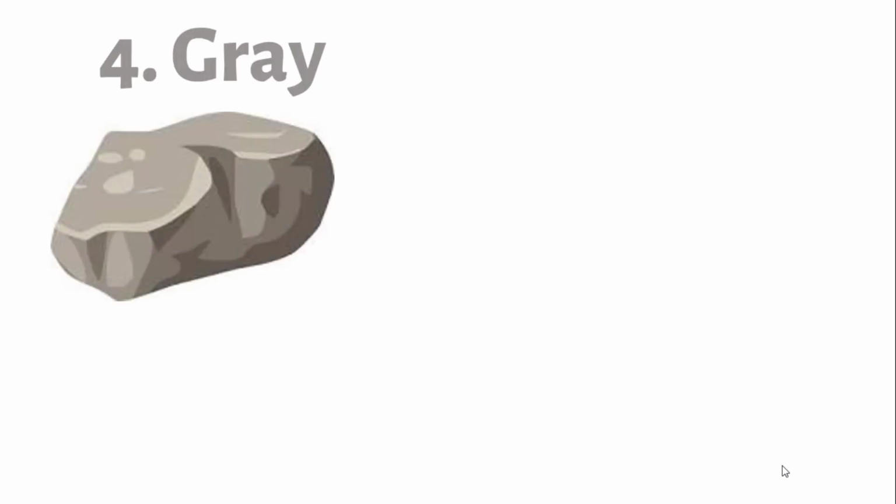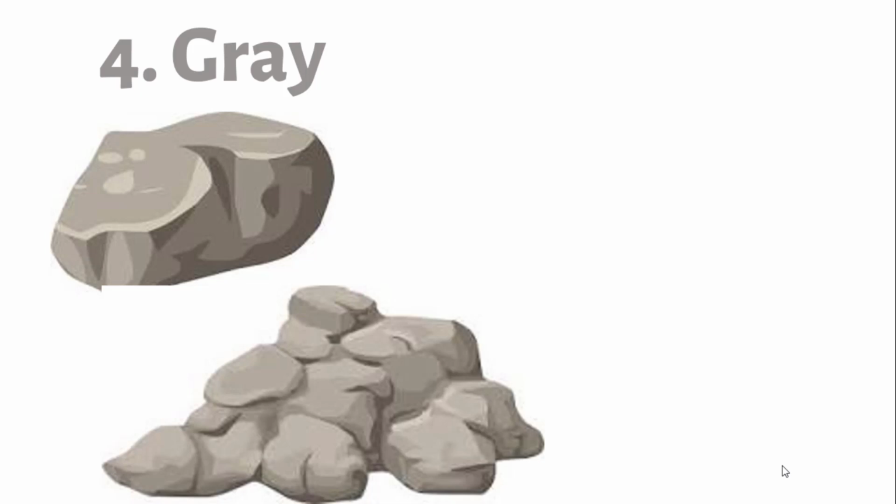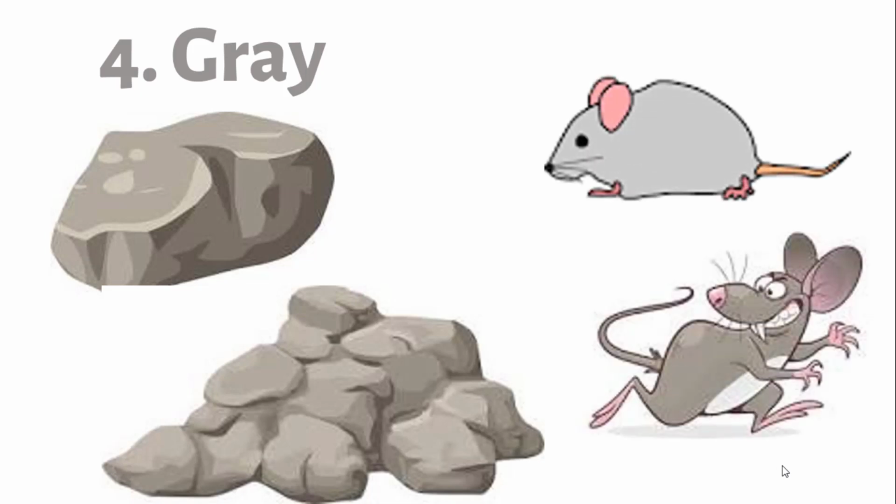Number 4, gray color. Examples are rock and house mouse. Number 5, blue color. The sky is blue.